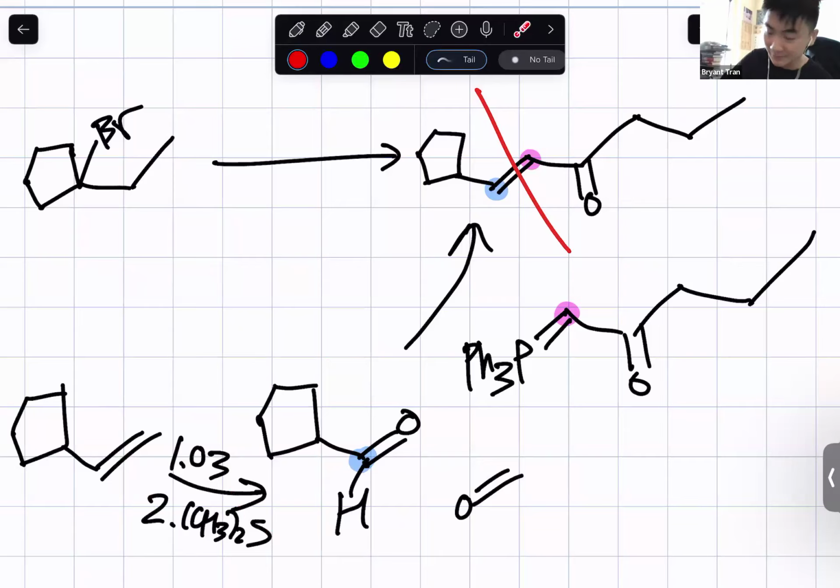Does that make sense so far, Hannah? Because we see that we chopped off one carbon right here, which left as a formaldehyde. Now, how do we get from here to here?